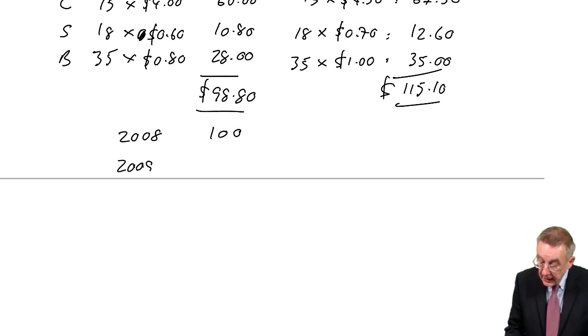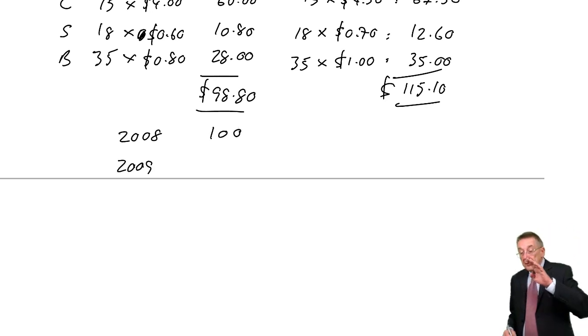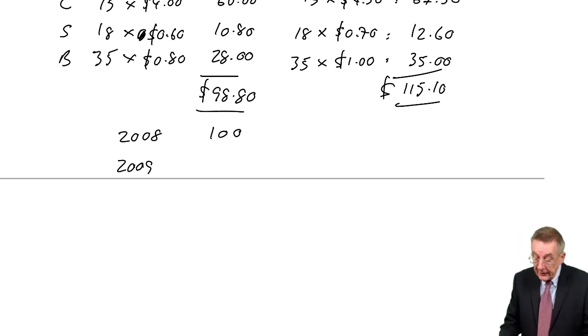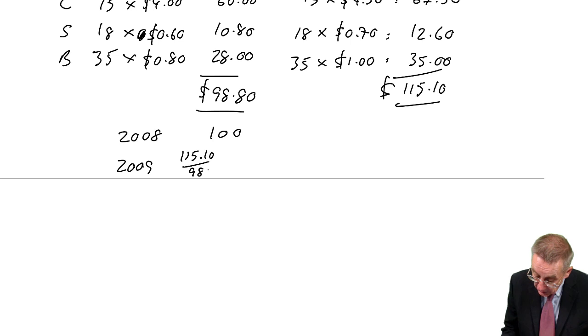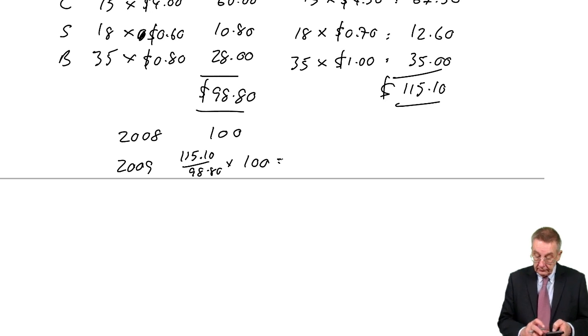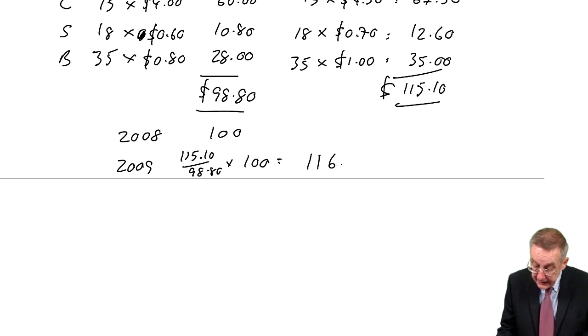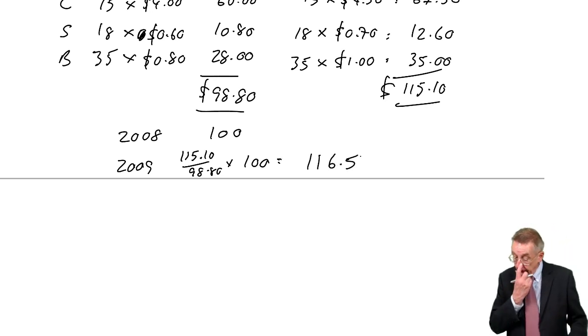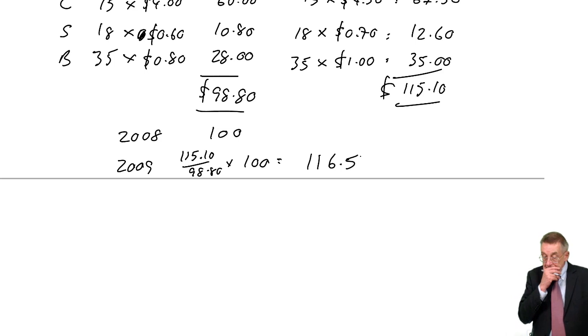For 2009, for every 98, it's gone to 115. So 115.1 over 98.8 times 100 comes to 116.5. So that's fine.